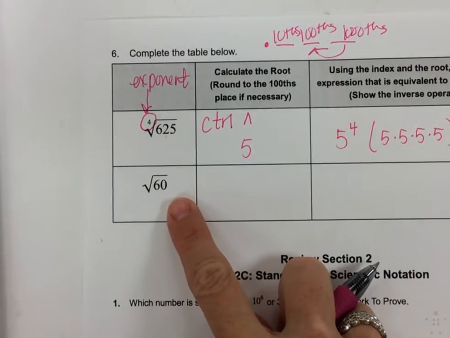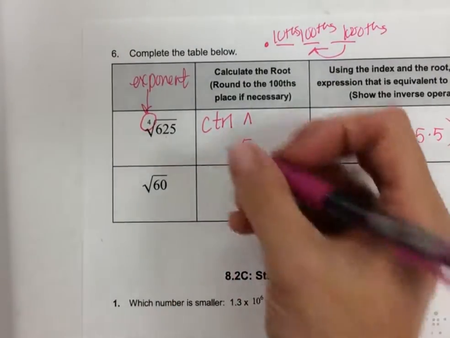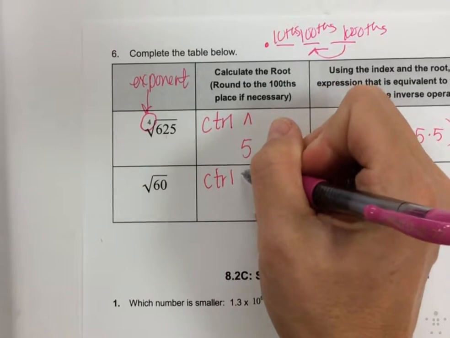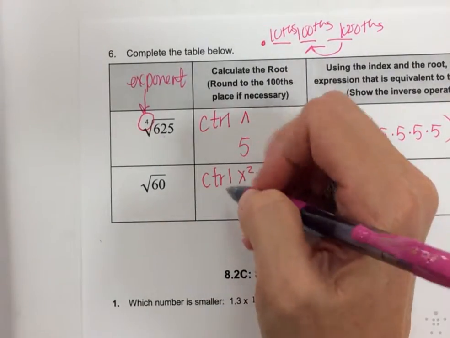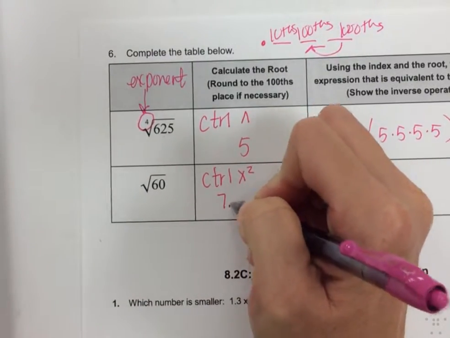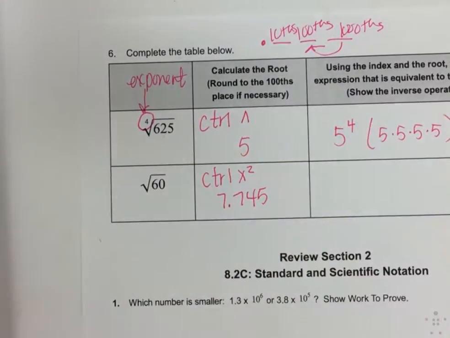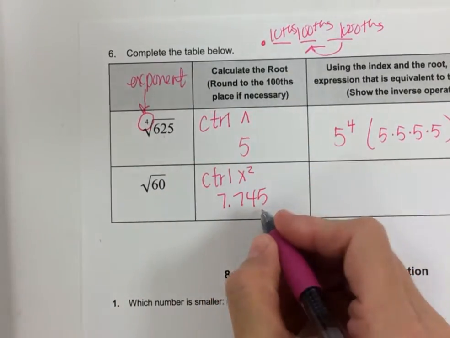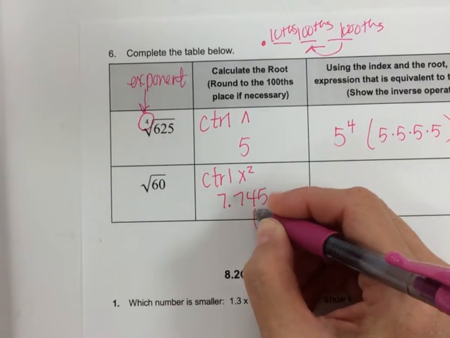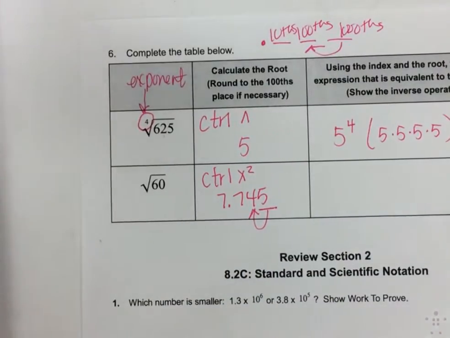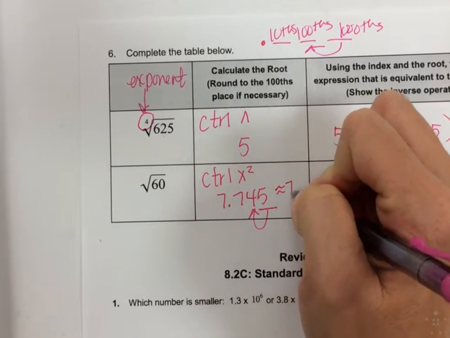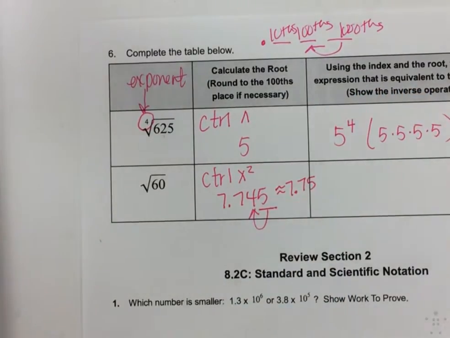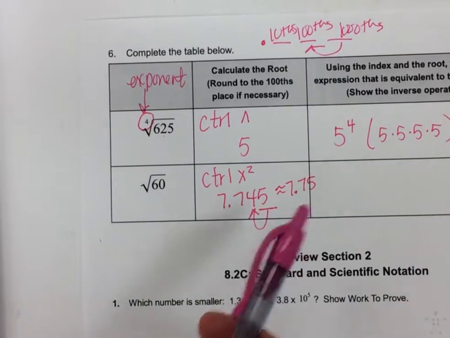All right, the next one, we're going to take the square root of 60. So in this case, we're going to do the control, and it's the x squared so that we can get that square root symbol. And when you enter that in there, you're going to get 7.745, and it's going to keep going. And it says to round to the nearest hundredth, so I'm going to look at the third place value, which is a 4, I have enough to bump you up. And so this is going to be about 7.75. And that's the number we're going to use as our root.